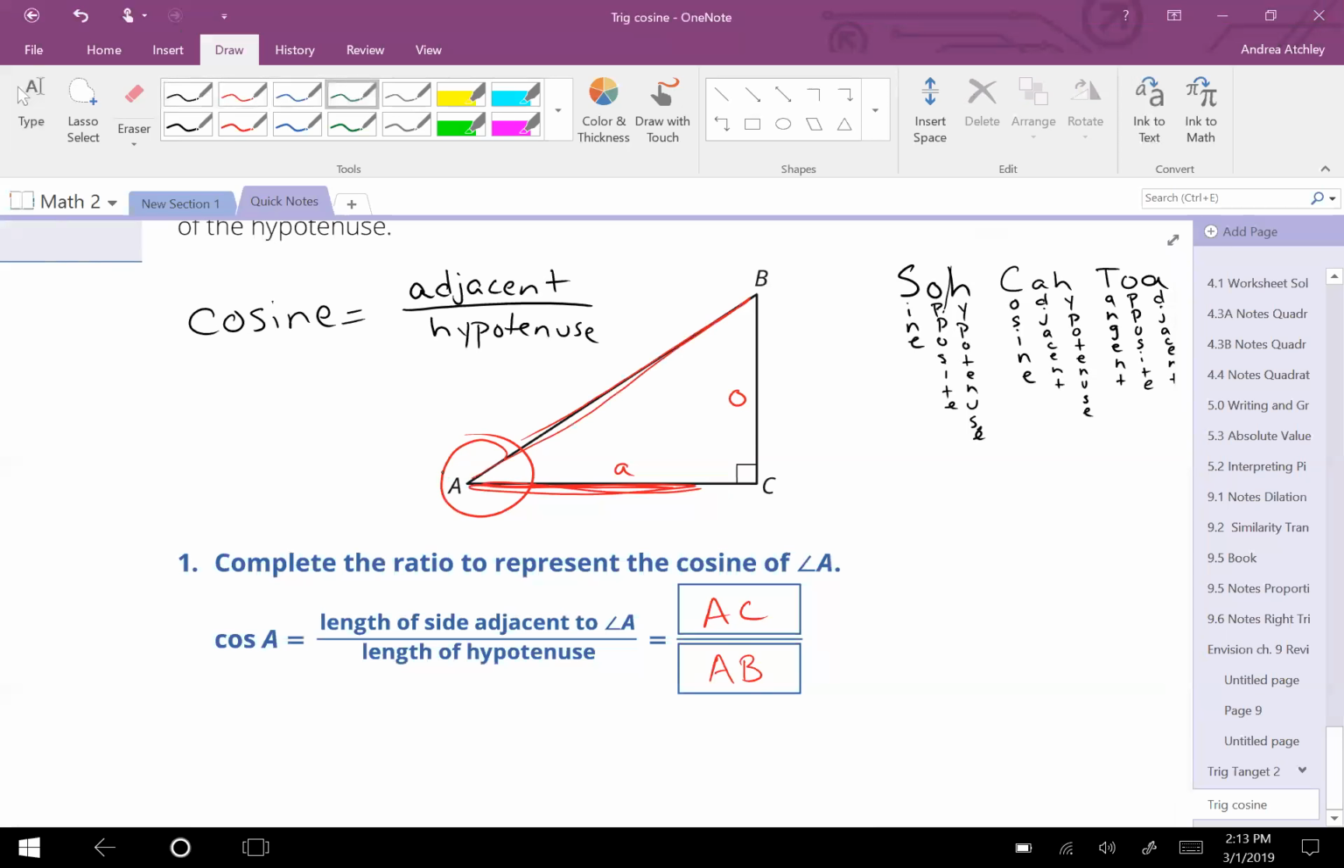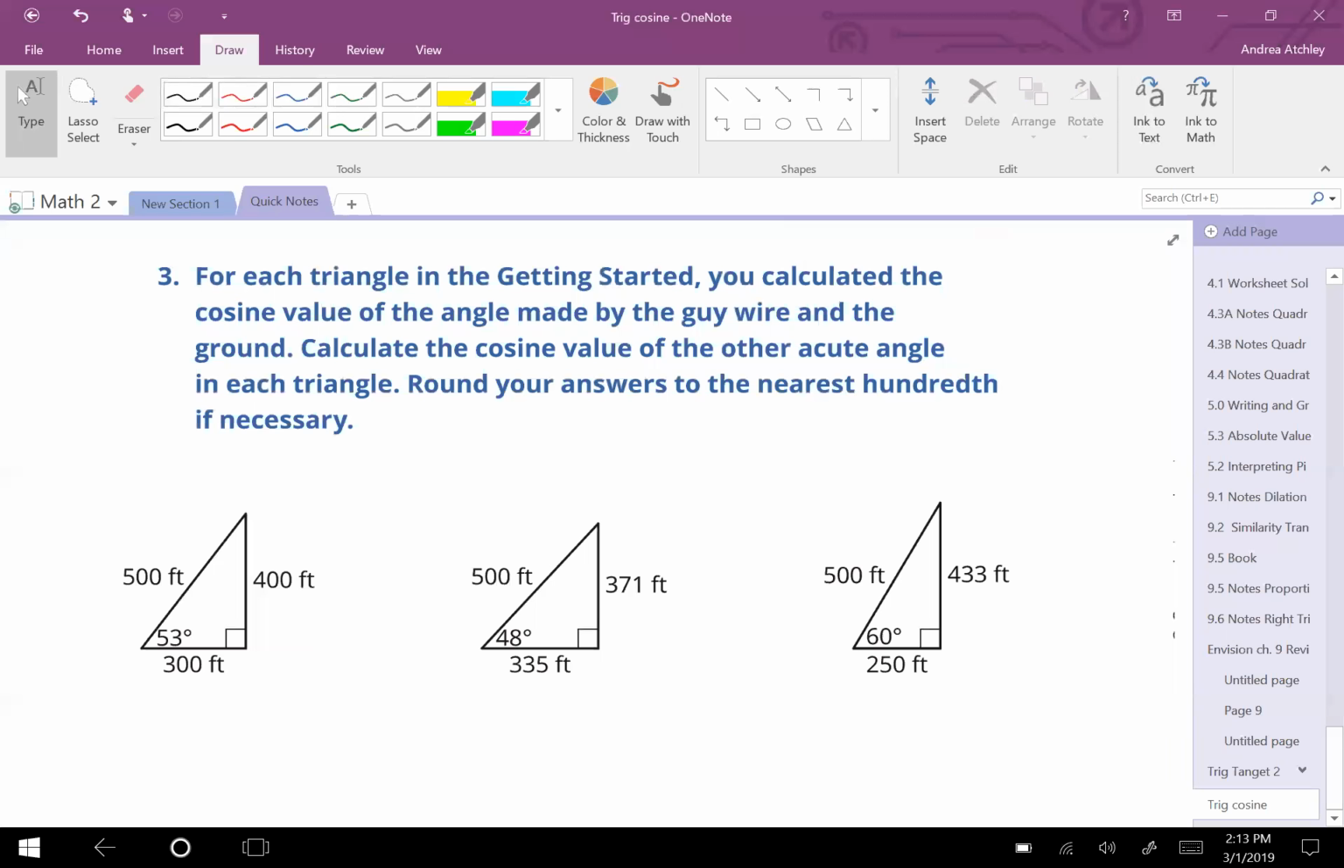Okay, so we're gonna do this next problem. Same idea, now we know what the name of it is, we're gonna find the ratio of the cosine. This time they ask you, for each triangle in the getting started, you calculated the cosine value of the angle made by the guide wire and the ground. Now calculate the cosine value of the other acute angle. So we're going to use this angle here. Now label opposite, adjacent, and hypotenuse for that angle and give me my ratio.